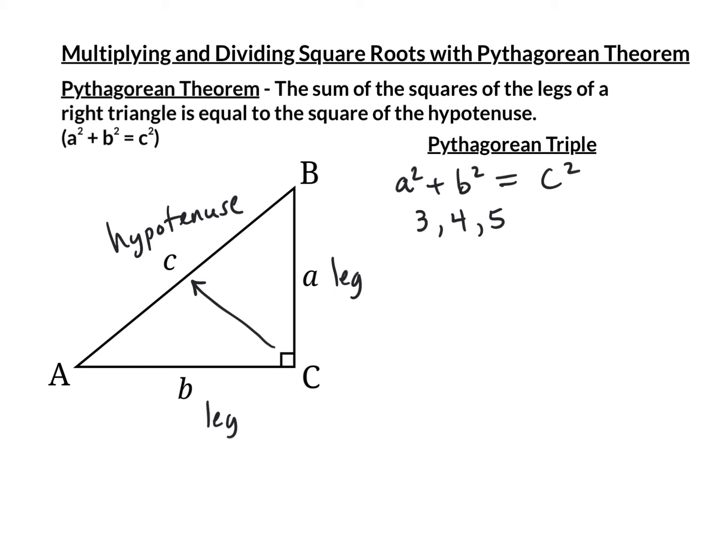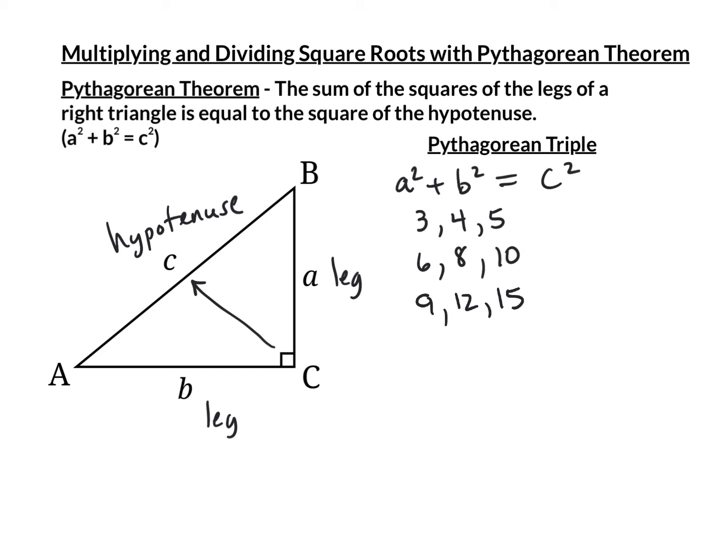Any triangles in the ratio of 3 to 4 to 5 will also be Pythagorean triples. If I doubled every side and said 6, 8, 10, what you're going to notice is that 6 squared plus 8 squared is equal to 10 squared, because 36 plus 64 equals 100. If I took a 3, 4, 5 and multiplied each side by 3, that would be 9, 12, 15. That's also a Pythagorean triple. 9 squared plus 12 squared equals 15 squared.